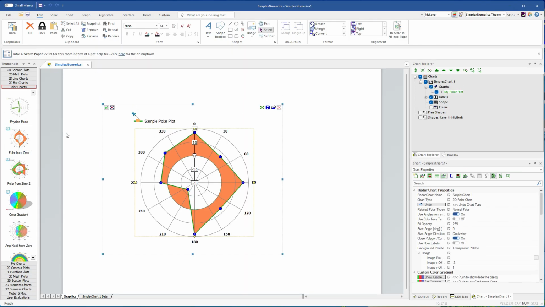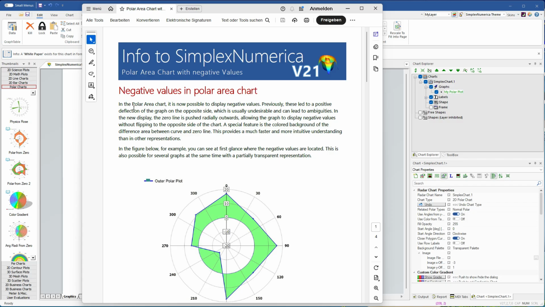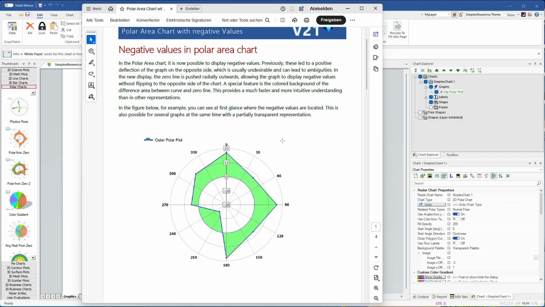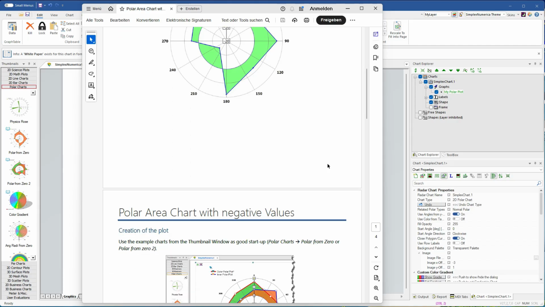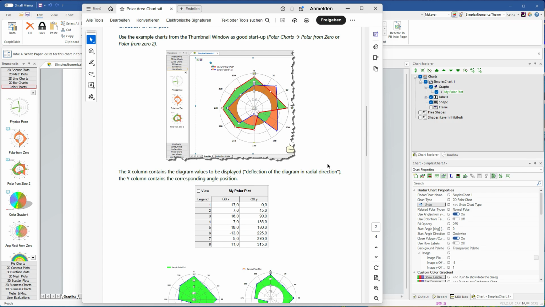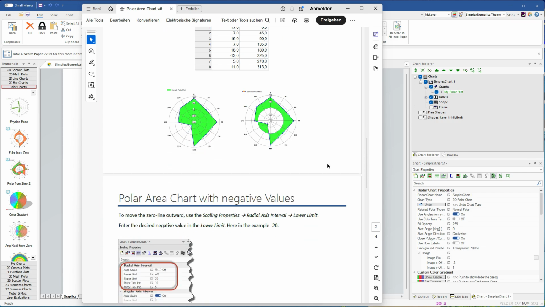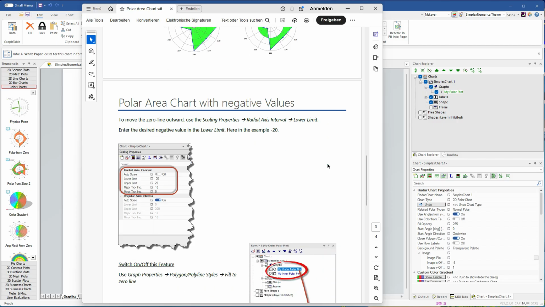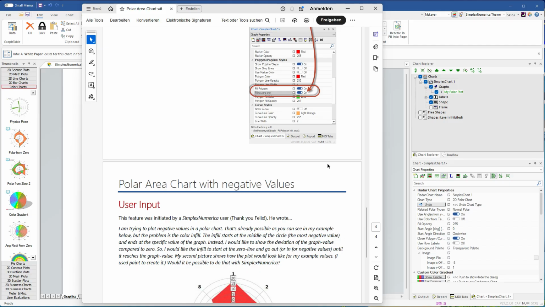Therefore, I would like the infill to start at the 0 line and extend outwards or inwards for negative values until it reaches the graph value. You can read the following steps in the SimplexNumerica white paper PDF file with the file name Polar Area Chart with Negative Values PDF. You can find that document in a subfolder of the SimplexNumerica installation path, or use the startup dialog. Press F1 to call this dialog and open the PDF folder. Alternatively, you can select the info bar that indicates the existence of a white paper.